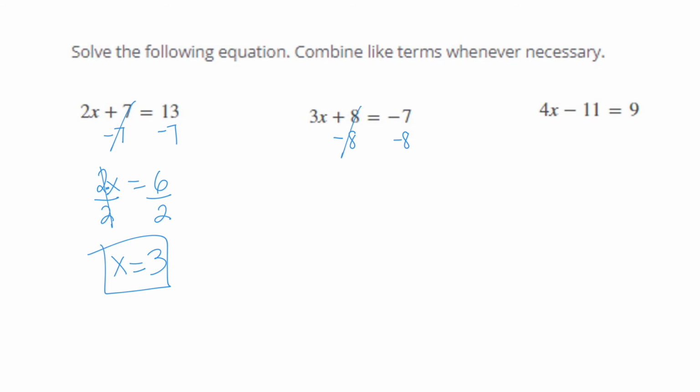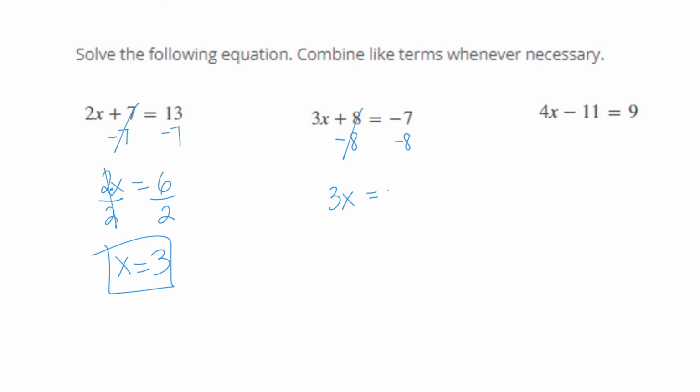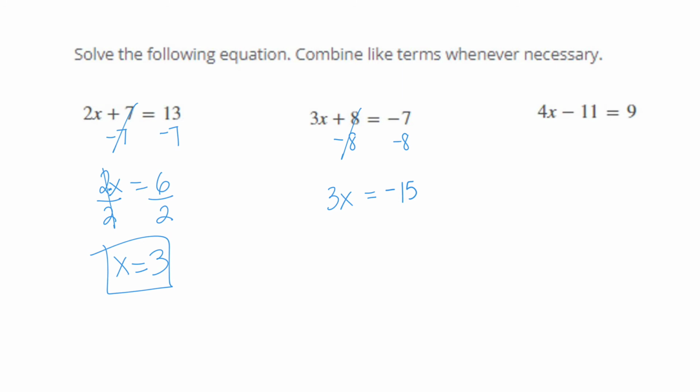Now those 8's are going to cancel, and I'm left with a 3x equals, I got a negative 7, and I'm combining it with a negative 8. All the chips are the same color. They're all negative. How many negatives? 15 negatives, yes. Okay, now my x is being multiplied by this 3, so I'm going to divide by this 3 to undo that. That will get my x isolated, and I have a negative 15 divided by a positive 3. It's going to get you a negative 5.